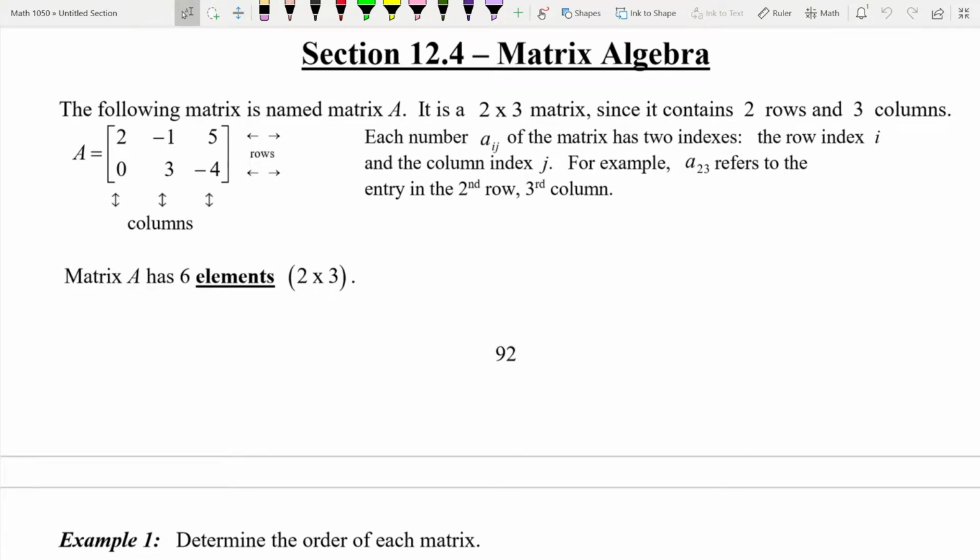All right, this is lesson 12.4. It's our final matrix lesson for the year, okay? All right, so we're going to learn a method today called matrix algebra.